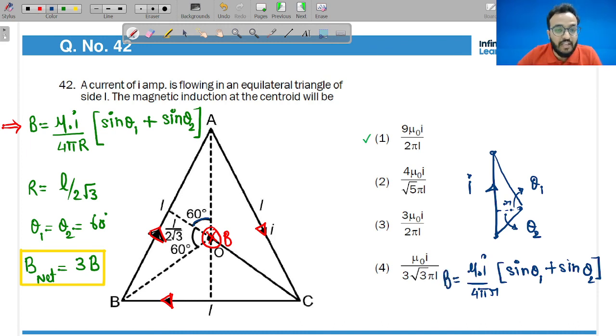Now we have to be very careful. The distance r is this. This is your distance r, right? This is your distance r, this length. Got it? And this r is L by 2 root 3. Remember this thing. Theta 1, theta 2, 60 degrees. Find B, multiplied by 3, get your answer. Answer will come out to be the first option.